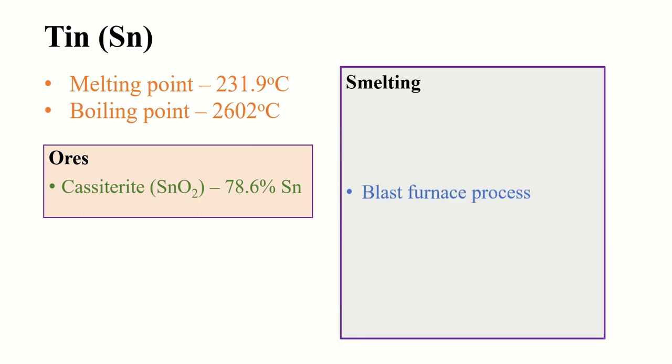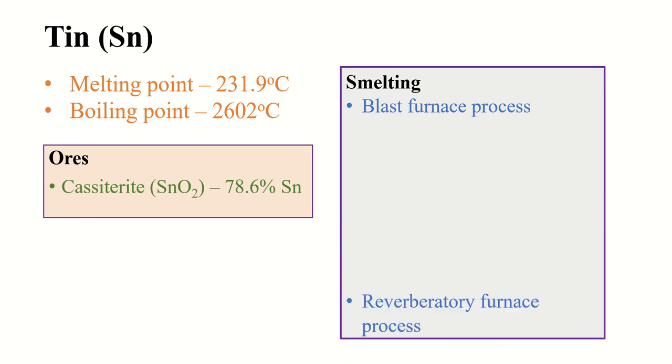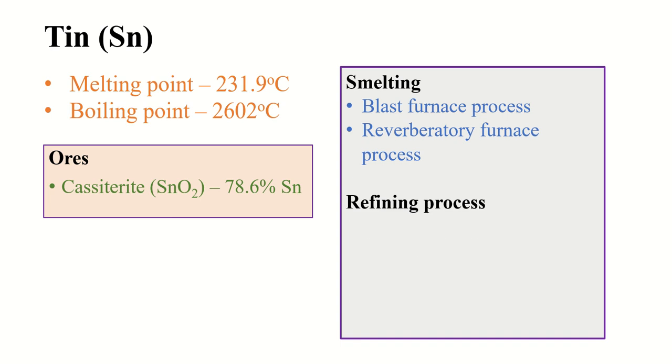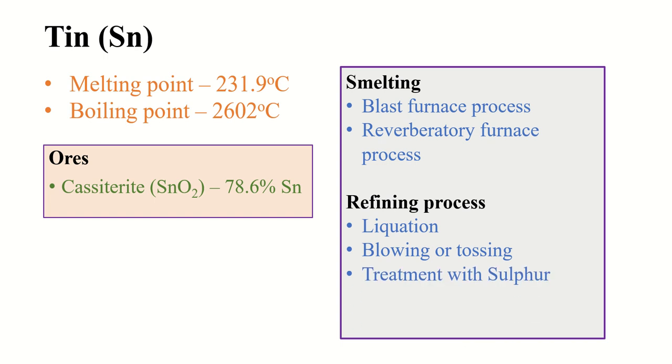And smelting of tin is carried out in the blast furnace and reverberatory furnace, and also done in the rotary kiln furnace. Refining process is performed by liquation, blowing or tossing, and treatment with the sulfur, and treatment with the aluminium, and electrolysis process is also used for the tin.